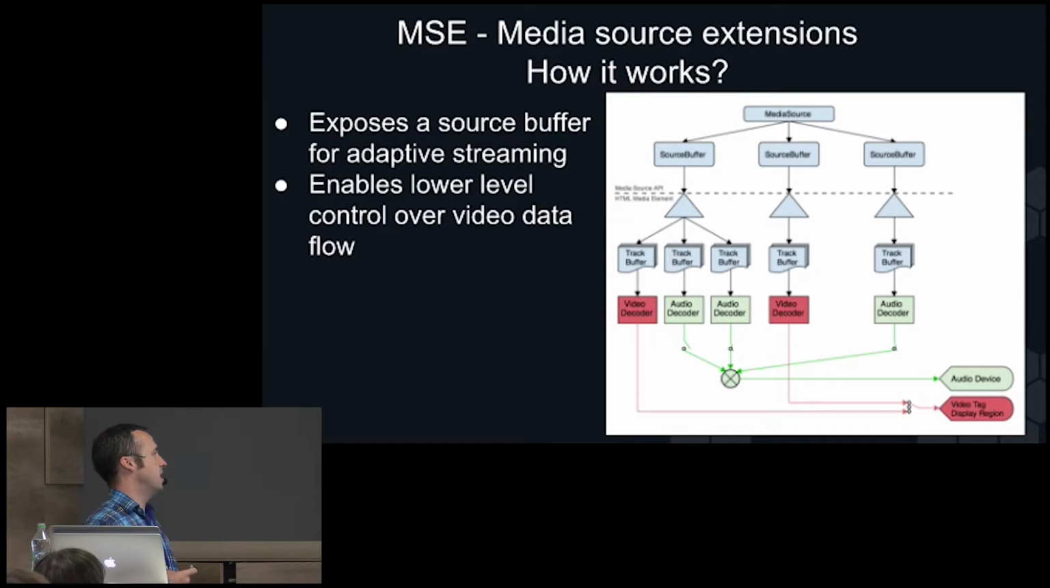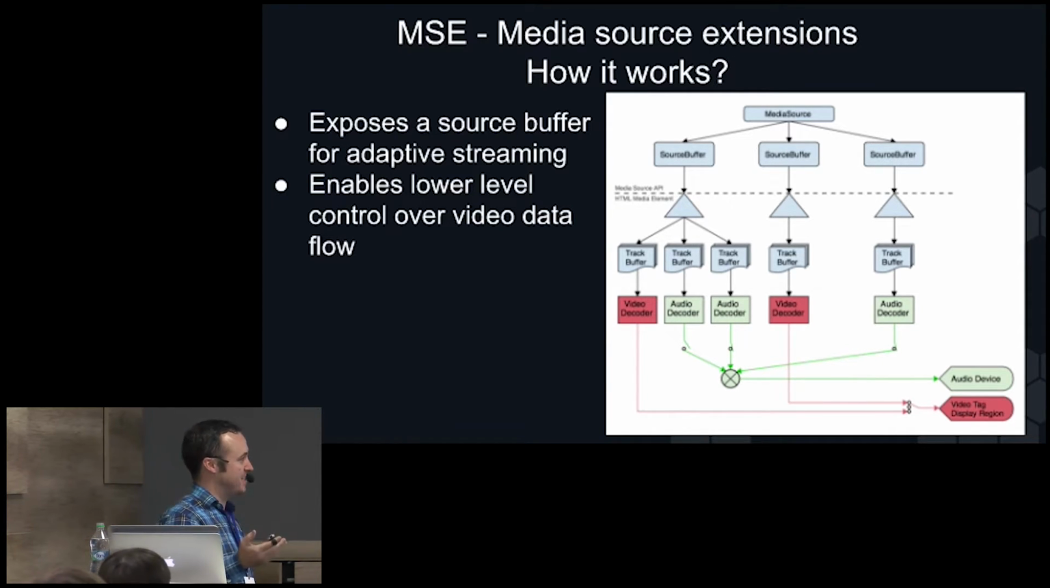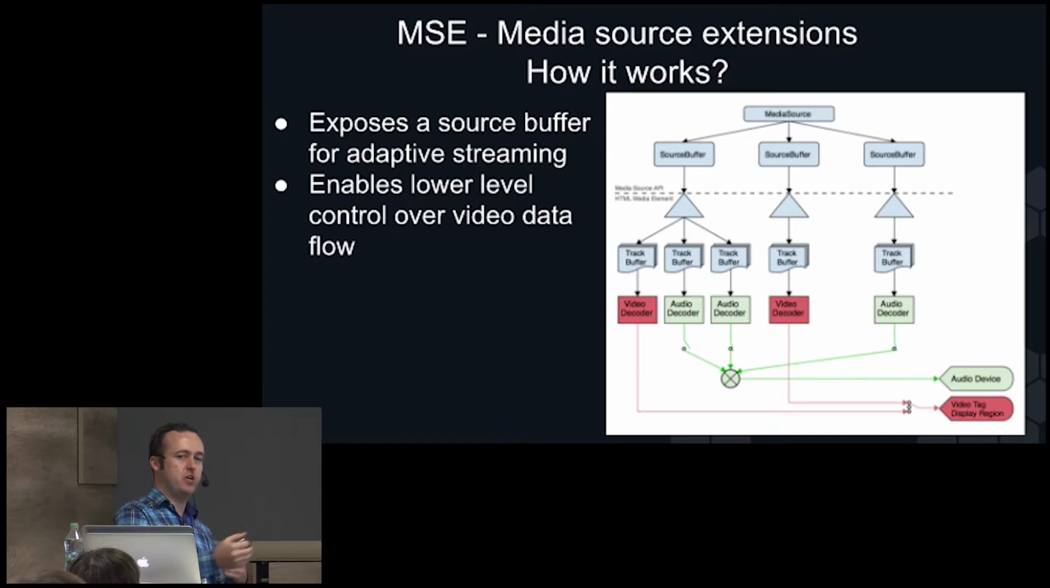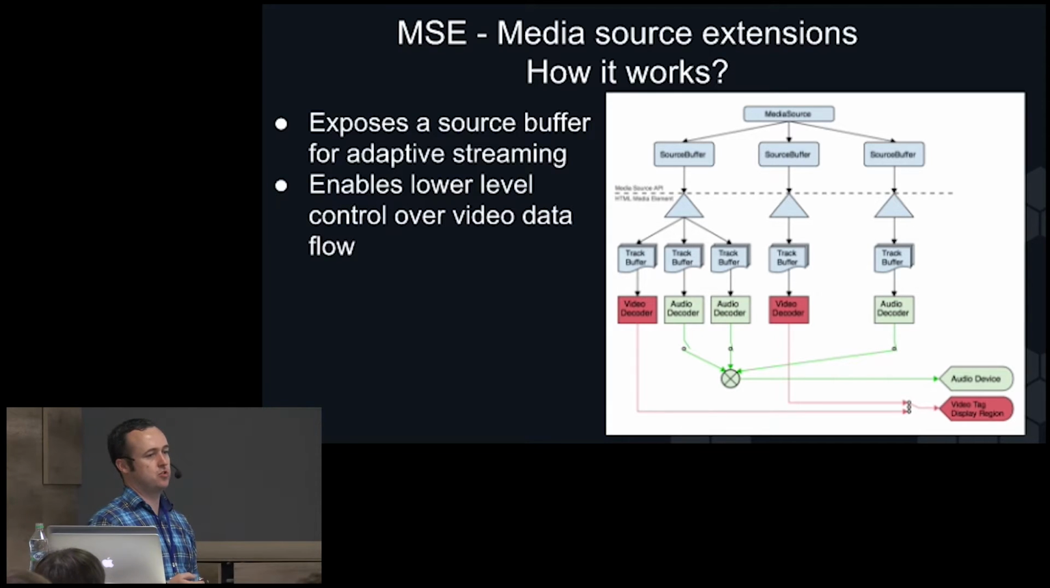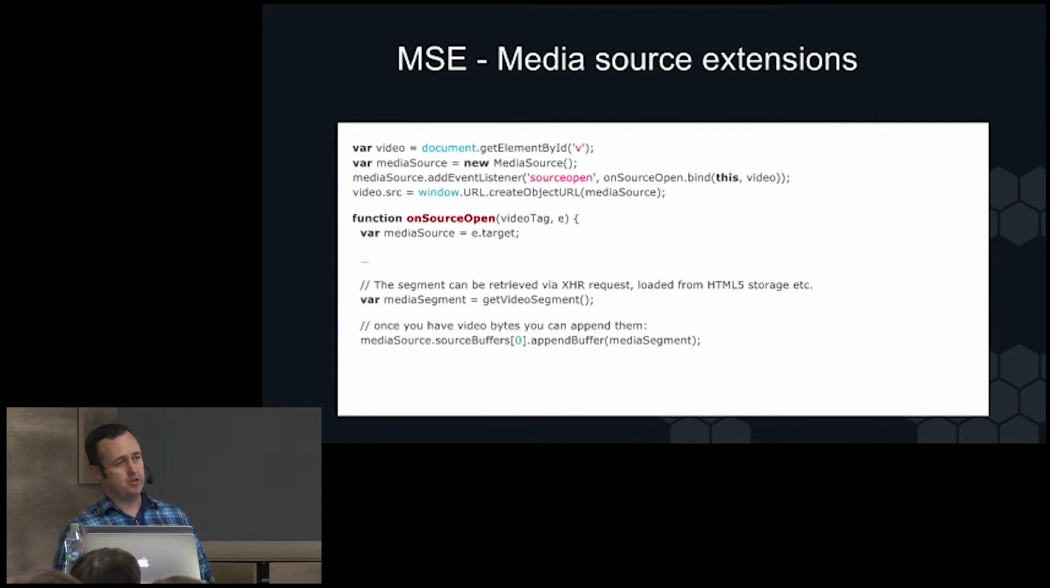What does it do? It's basically a source buffer that you can append video data to. This is different from just the normal video tag. Has everybody seen an image tag before? Like image source equals something? Okay, so that same sort of thing, but instead of pointing directly to the entirety of the video, we're putting pieces of it in bit by bit, and this lets us control the buffer flow essentially. And it also enables adaptive streaming and that ad insertion we talked about earlier.